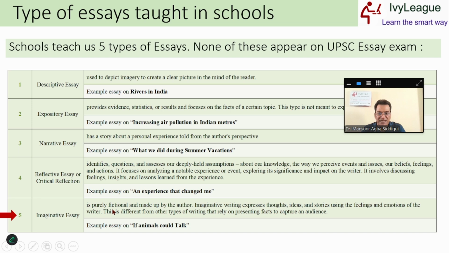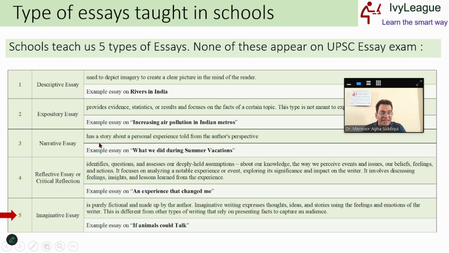And this imaginative essay is purely fictional and it's made up by the author. You have to write imaginative expressions, thoughts, ideas, and stories using the feelings and emotions which you have. And this is different from other types of writing that rely upon presenting facts. It does not have facts. But still, you've got to capture an audience. You need to make it interesting enough for the audience and you need to send a certain message. For example, an essay upon if animals can talk. Then this is a hypothetical example, and this would require you to write an imaginative essay.